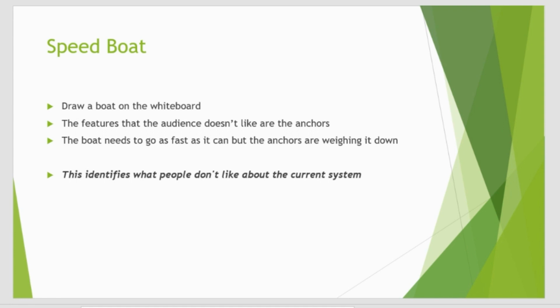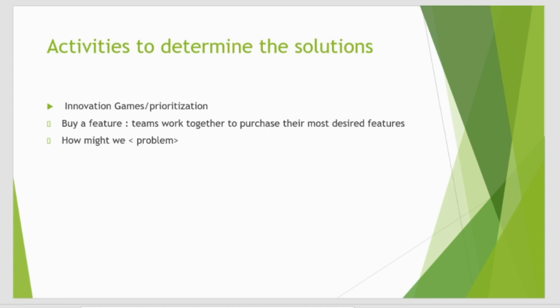And again, Speedboat. I didn't want to talk about it earlier, but since we're here, you draw a boat on the whiteboard, right? The features that the audience doesn't like are the anchors, and the boat needs to go as fast as it can, but the anchors are weighing it down. That way it helps you identify what the problems are with this feature and why people don't like it, basically. So that's a good exercise to do.